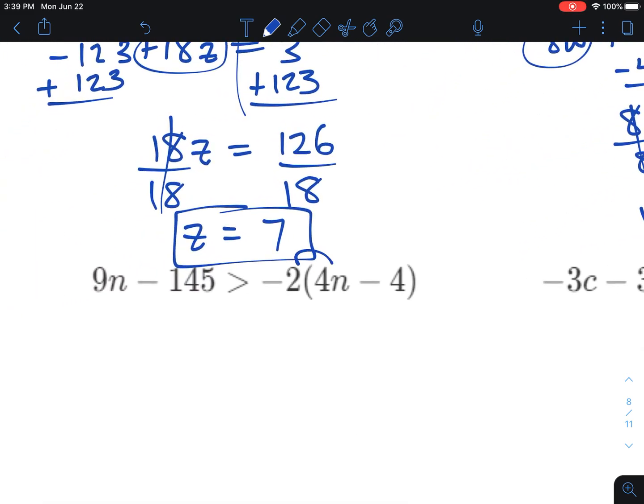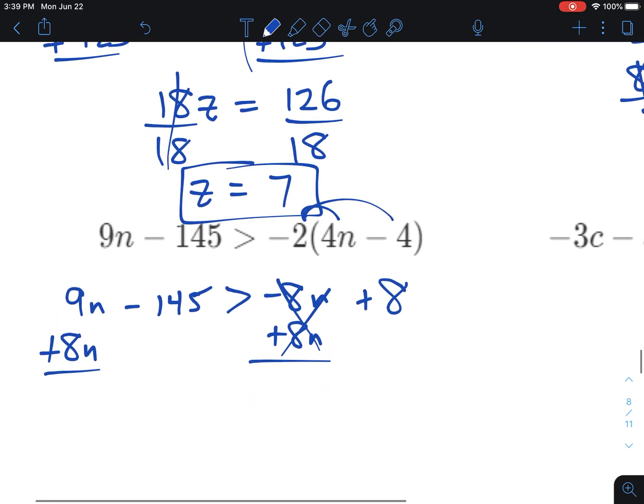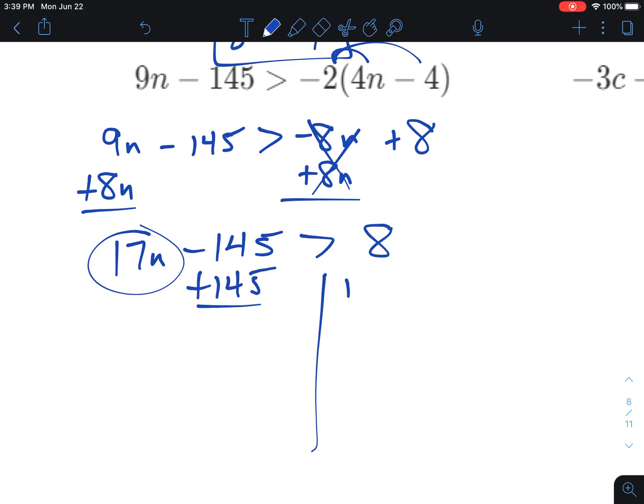2 more examples here. Let's just multiply in first. -8n plus 8. Keep this side the same. Move the smaller variable over. This will avoid having to divide by a negative later. So that'll be 17n minus 145. It's greater than 8. Back to a 2-step. Can't touch that. Let's move this.